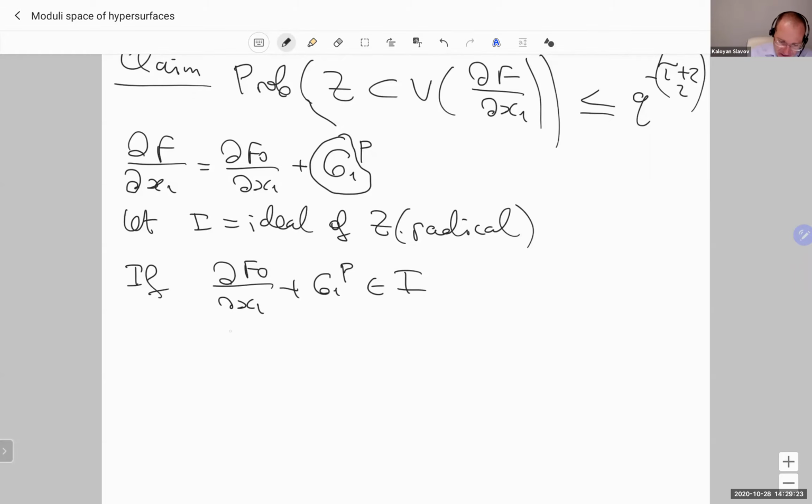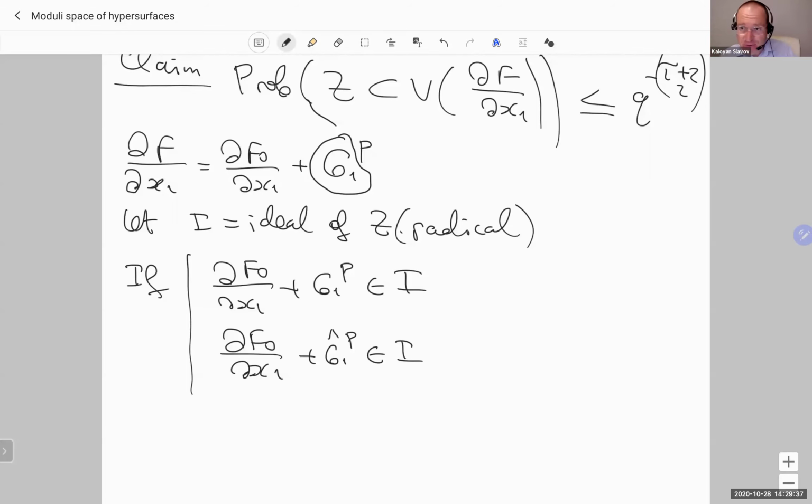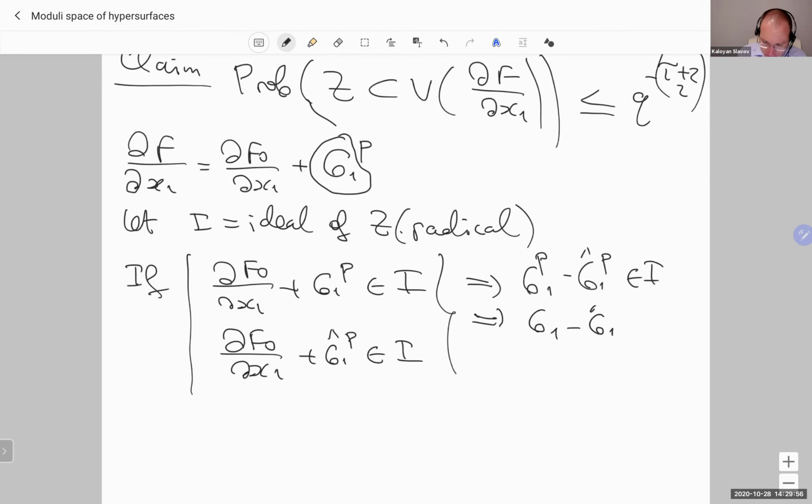2 fails, and if df0/dx1 plus G1 hat to the p belongs to I. So that is to say, if G1 and G1 hat are bad choices for G1 to make this condition 2 fail, that is, an irreducible component is contained in the vanishing of the partial derivative, well, therefore, G1 to the p minus G1 hat to the p belongs to I. But we're in positive characteristic. That's one advantage of positive characteristic. You can write like that. The difference to the pth power.